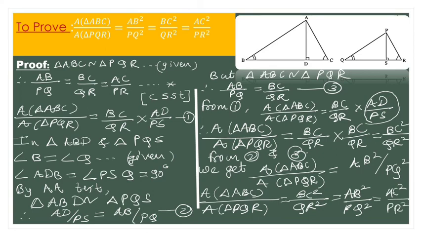Okay, now by equation star, that is corresponding sides of similar triangles. In the very first step we had written AB upon PQ is equal to BC upon QR is equal to AC upon PR, and hence the proof.